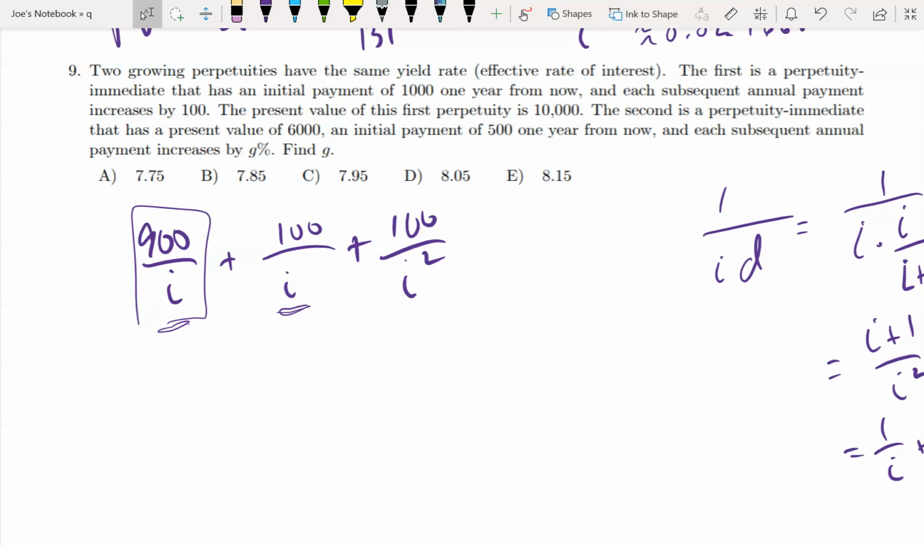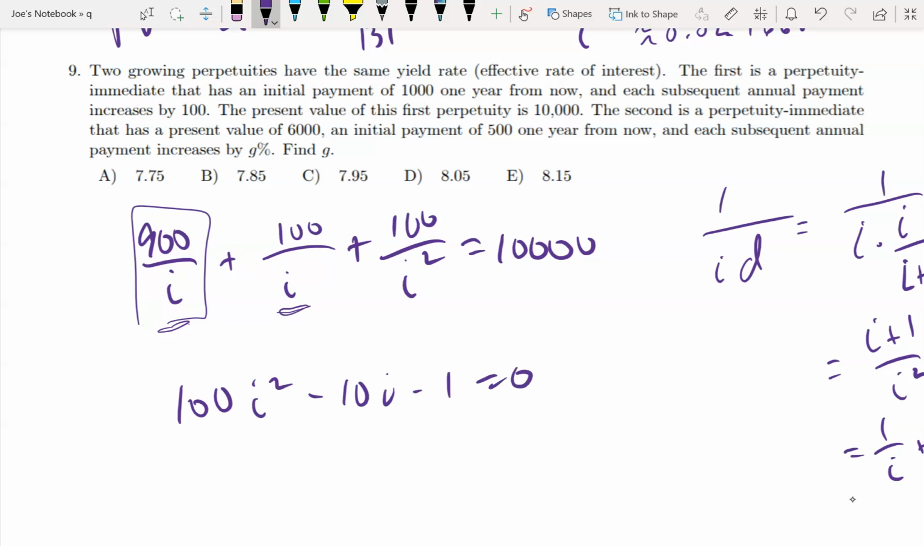And then this has to equal, well, it tells you the present value is 10,000 currently, right? So if you simplify this, you'll get to that quadratic to solve. And you'll need to use the quadratic formula.